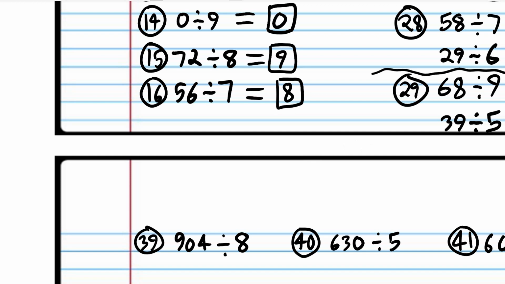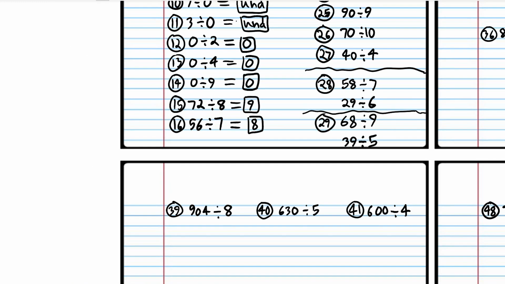Now, this brings us to an important conclusion. Division is the opposite of multiplication, and multiplication is the opposite of division. So in order to figure out a division problem, I needed multiplication. All right?